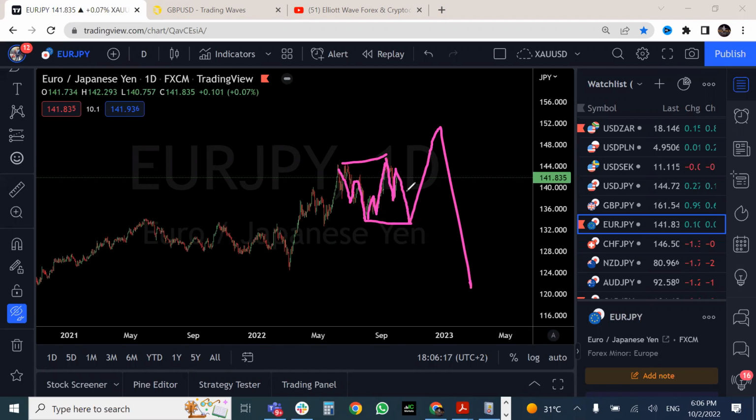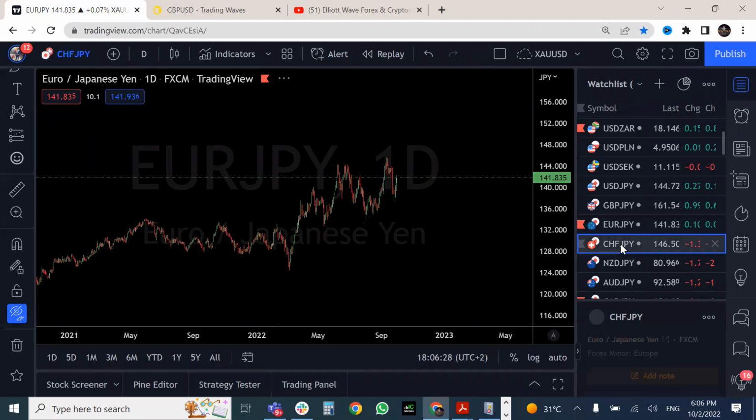If we don't get this one to the downside, that means this will have been all the correction, and we'll be seeing this one making 1, 2, 3 here to the upside. We need to wait for more data. There are no new trade setups on those.